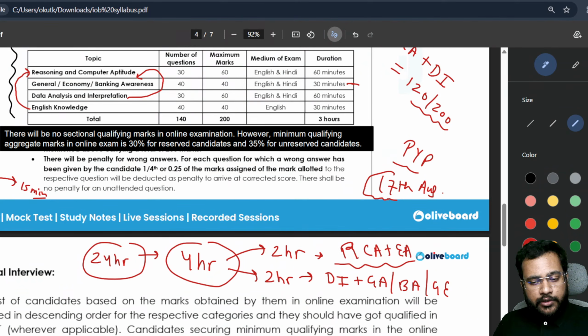So if you are part of the batches, that's quite a good opportunity. If you are not part of the batches, then wherever you can get mock questions or practice questions, try to solve them. Try to solve as many questions as possible.